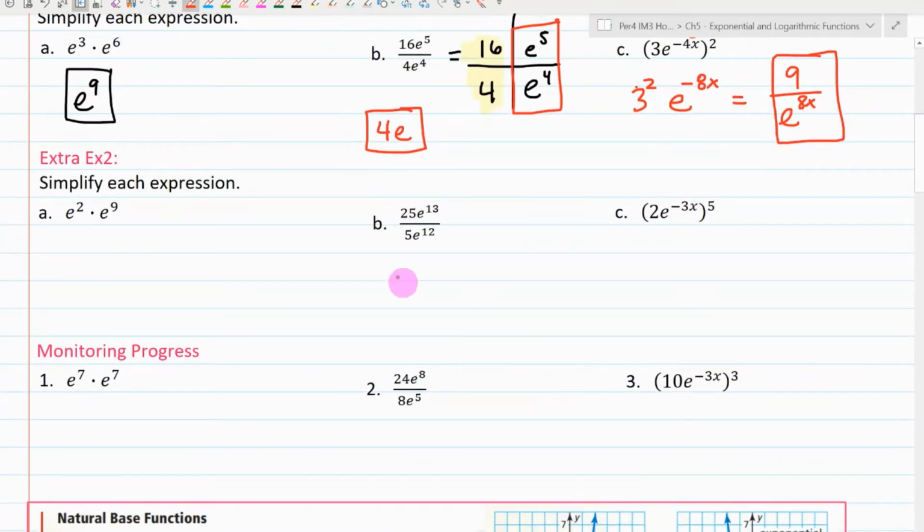All right, so we should have done those already. You should come back and check now. e to the 11th. For the next one, 25 divided by 5, that's 5. And then 13 minus 12, that's 1.